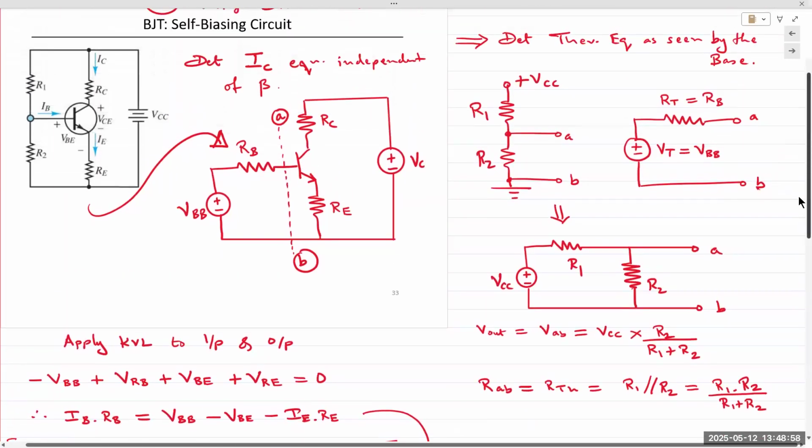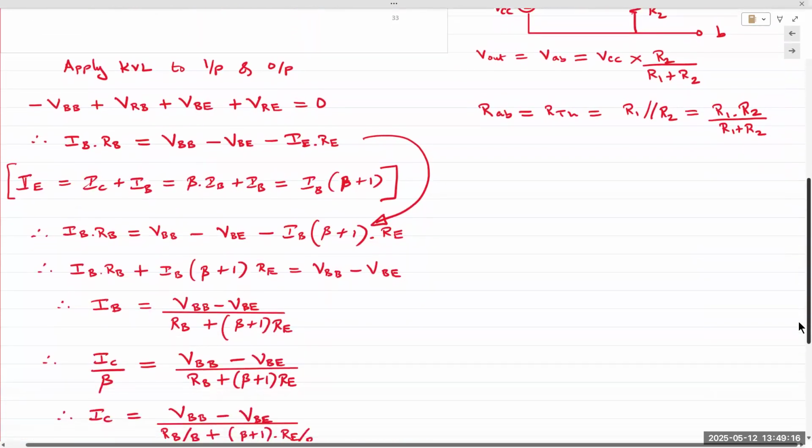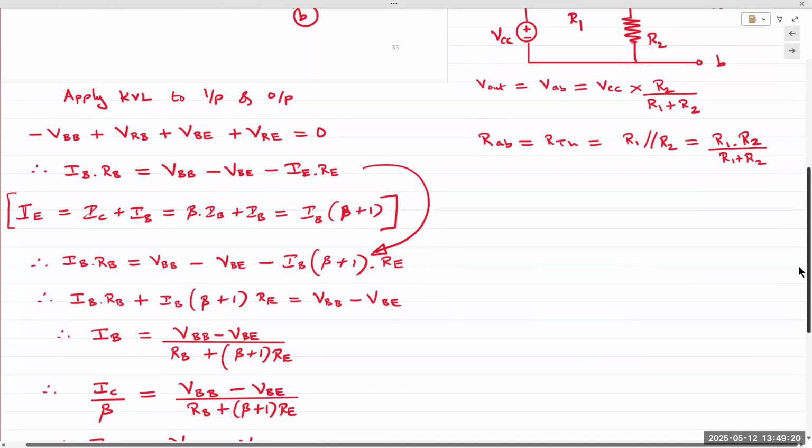So once we have the equivalent circuit, we proceed in the same manner. We apply KVL in the input and the output side. In this case, the intended goal of this slide or this page is to show students how we can obtain an equation for the output voltage, right? And so you're only looking at the output voltage and the input voltage.